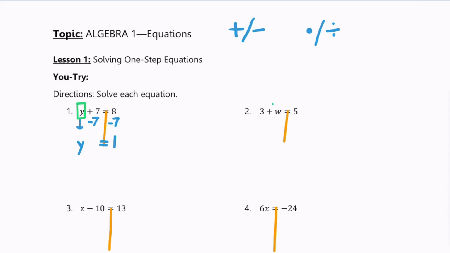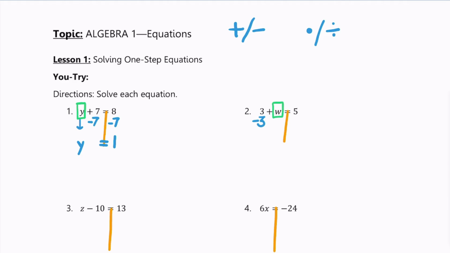In number 2, I want to isolate the w, okay? And so we see that 3, yes, it's in front of the w, but it's not being multiplied because of that plus or minus sign separating. So they're 2 separate terms. And that 3 is positive. So what we want to do is get rid of it by subtracting 3. So I'm going to minus 3 on this side.